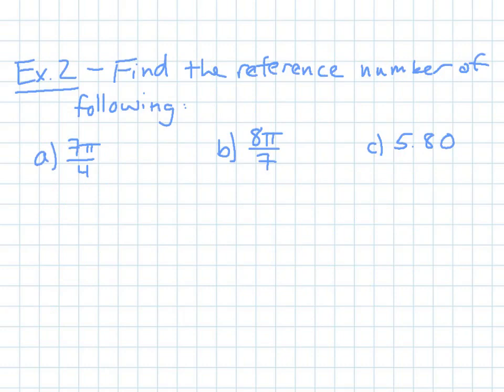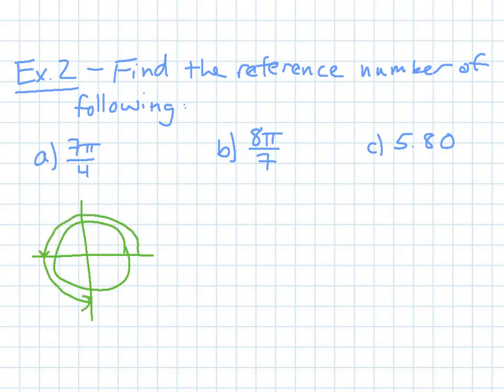Now if we try to find the reference number of a certain t or angle measurement in radians, so let's say we have 7 pi over 4. So first you need to locate where that is. So here on the unit circle, if I say something is 7 pi over 4, I go all the way around to here, that's pi. To there, it's 3 pi over 2. If I went all the way, it would be the same thing as 2 pi, or 8 pi over 4. So it's got to be somewhere in the fourth quadrant.